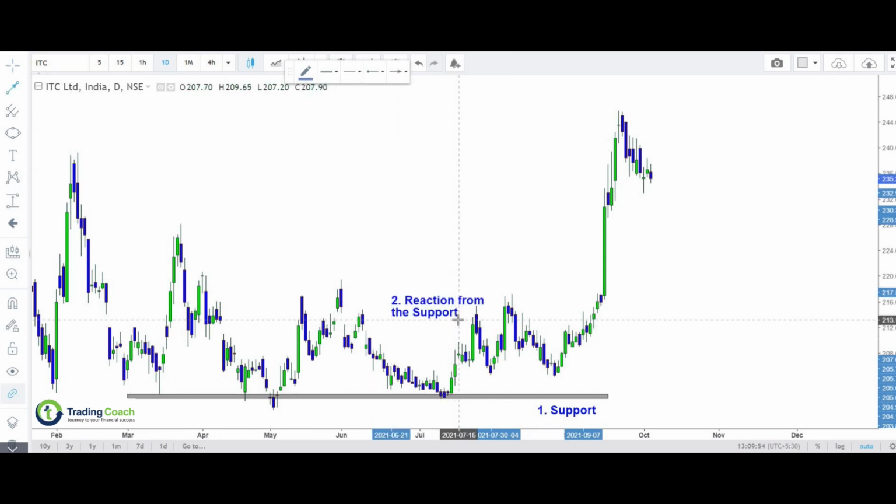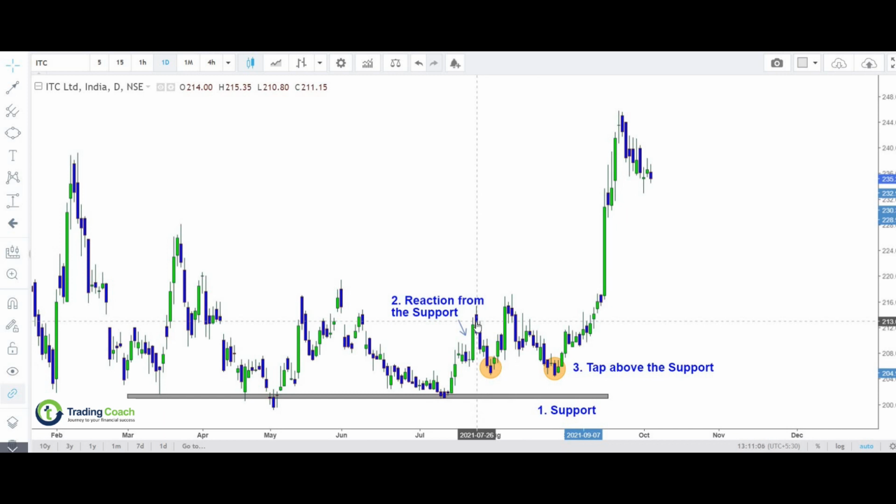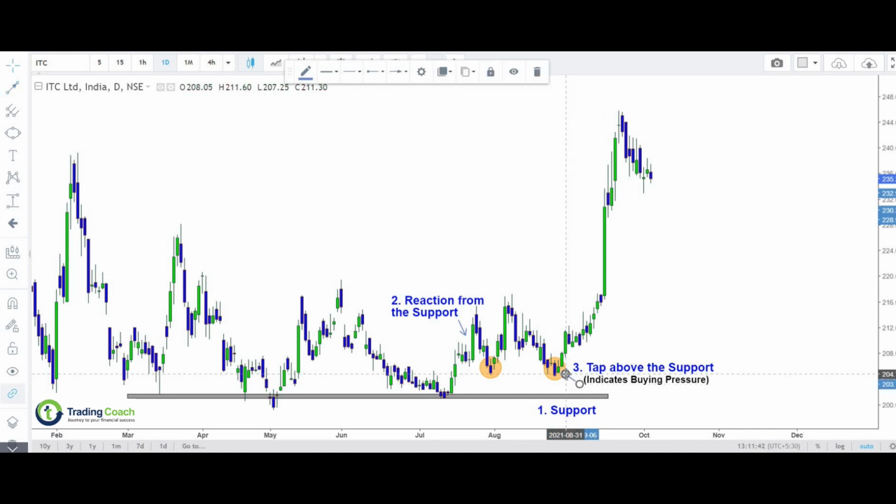So here, as you can see, we have a very nice reaction from the support zone. And right after the reaction, you can see a very good tap above the support zone. So these 2 taps which we can see on the price chart indicate a very good buying pressure which is actually there on the market. So you can clearly notice that the buyers are not letting the prices go back to the support. They are creating a tap so that the prices can stay above the support. Technically, it means it's a very good indication of the buying pressure.